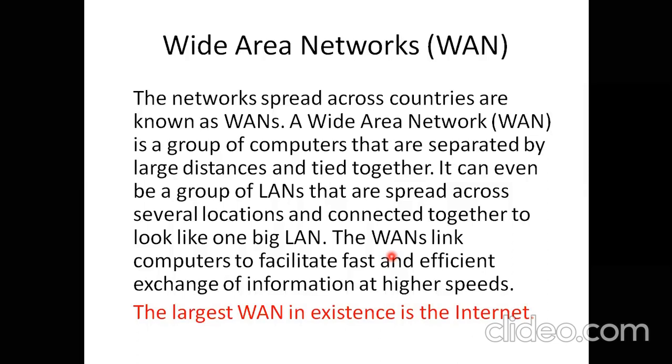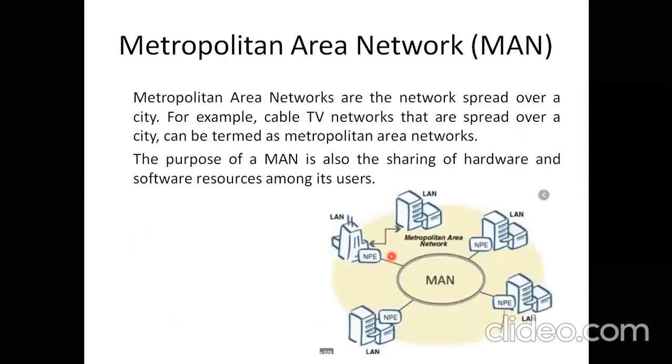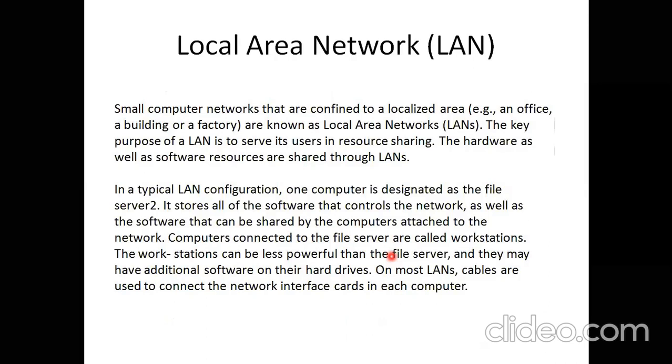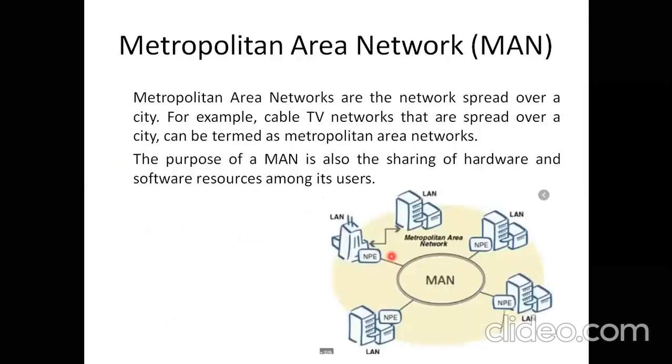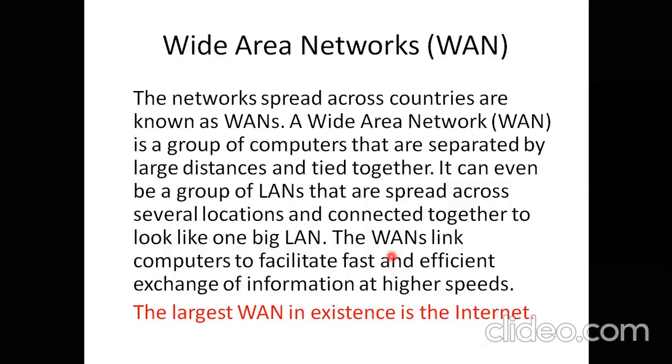If we talk about a small area, then we will be discussing LAN. If we talk about city level, it will be metropolitan area, and if we talk about country level, it will be your wide area network. In a WAN also, so many LAN connections are joined together to form a bigger WAN. So we can say that the largest WAN in existence is your internet, because it is connecting so many different networks and forming the backbone of a bigger network. So the most important example of WAN is your internet.